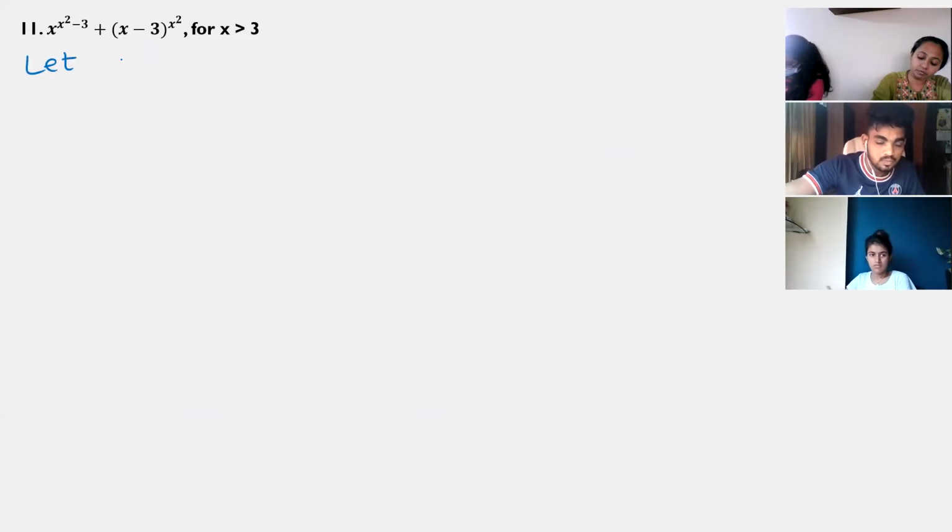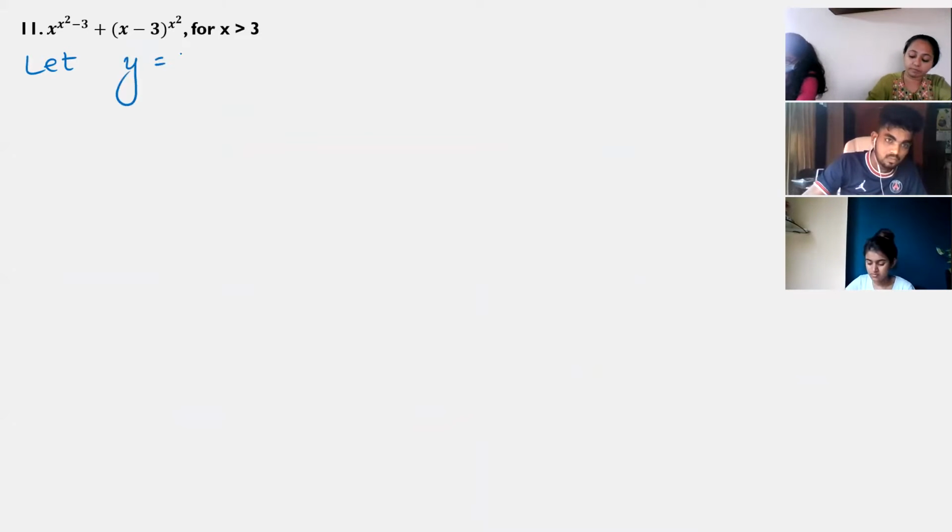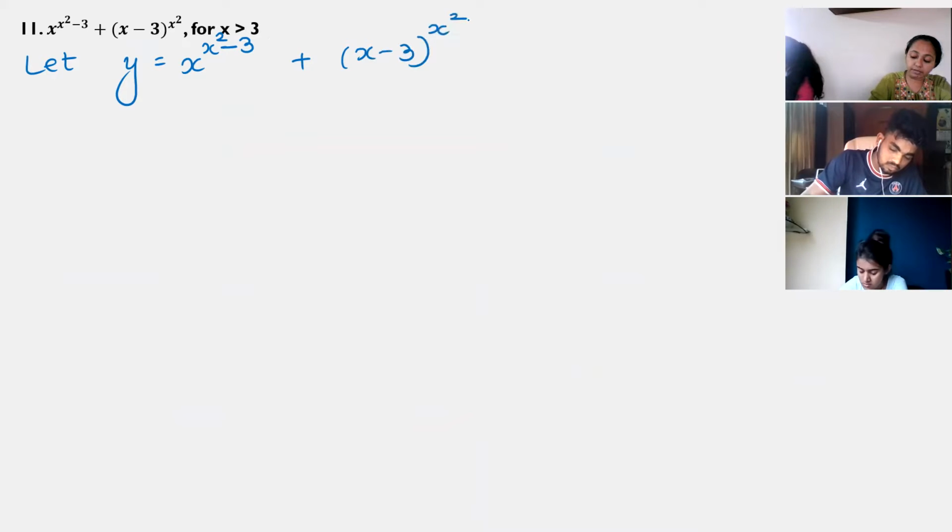Let y = x to the power (x² − 3) plus (x − 3) to the power x². Power of power also. That means you can understand the length of the question.